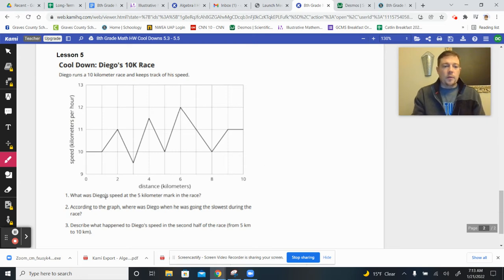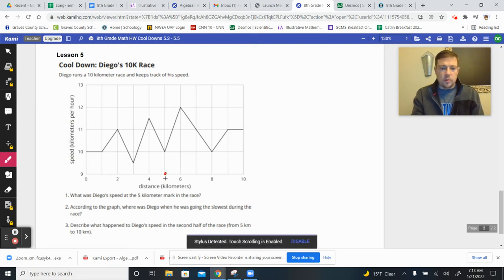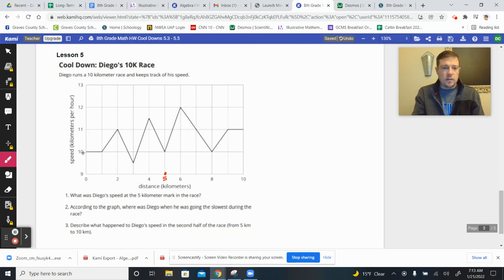So the first question was, what was Diego's speed at the 5-kilometer mark in the race? Well, as we kind of track along his racing here, we look at the 5-kilometer mark, which is here. This is where the 5 is. We go up and see what the output would be on the y-axis, and that would be 10.